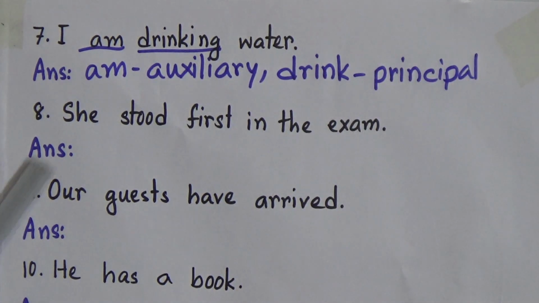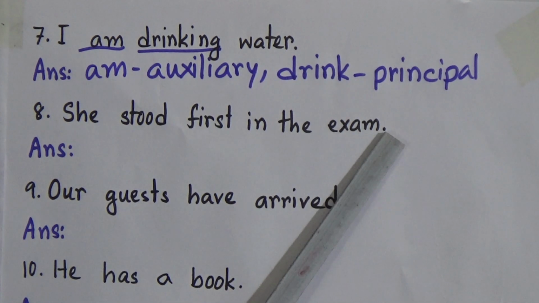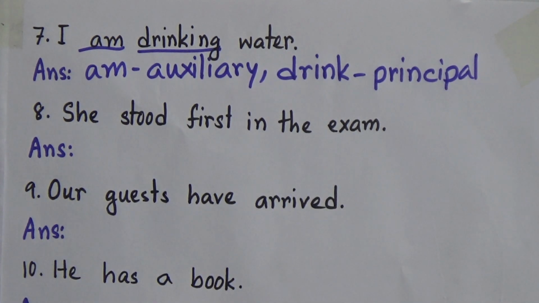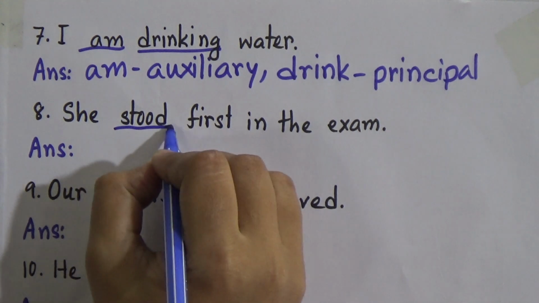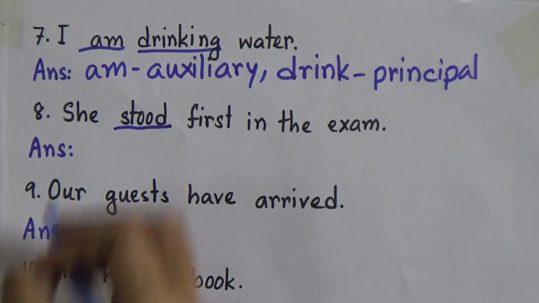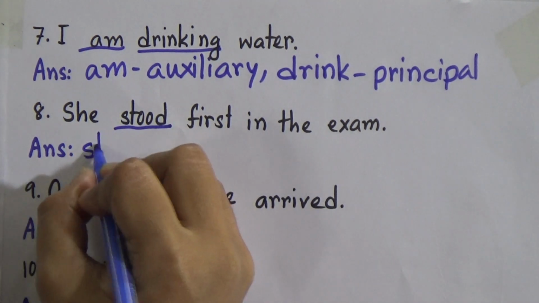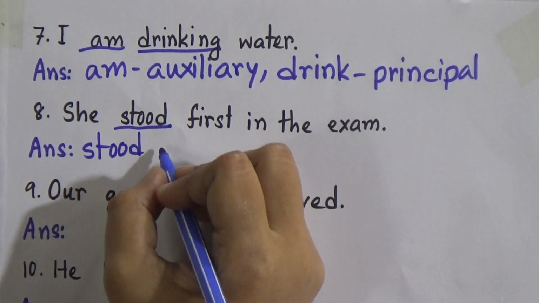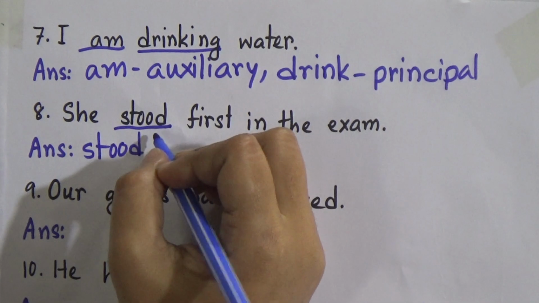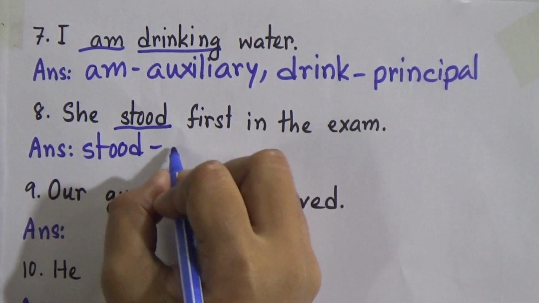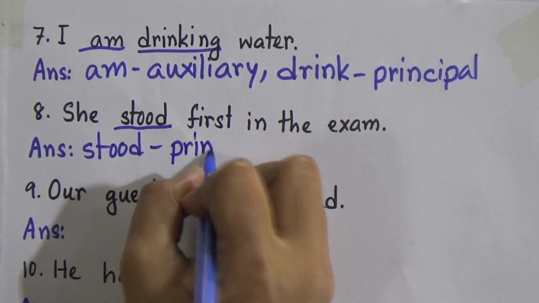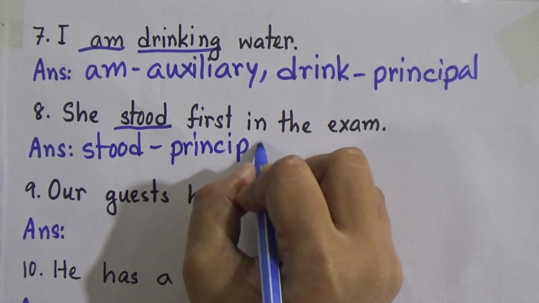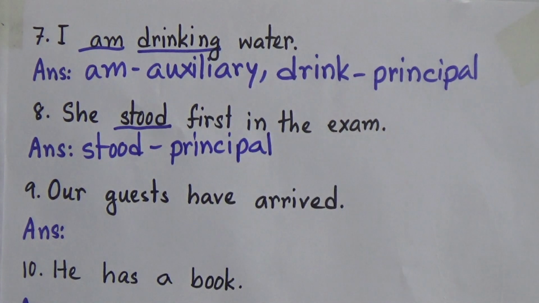Now number 8, she stood first in the exam. So which one is the verb here? Yes, stood. Stood is the past form of the verb stand. And there is only one verb, and the verb stood has a meaning of its own, and we can use it alone in a sentence. So it will be principal.